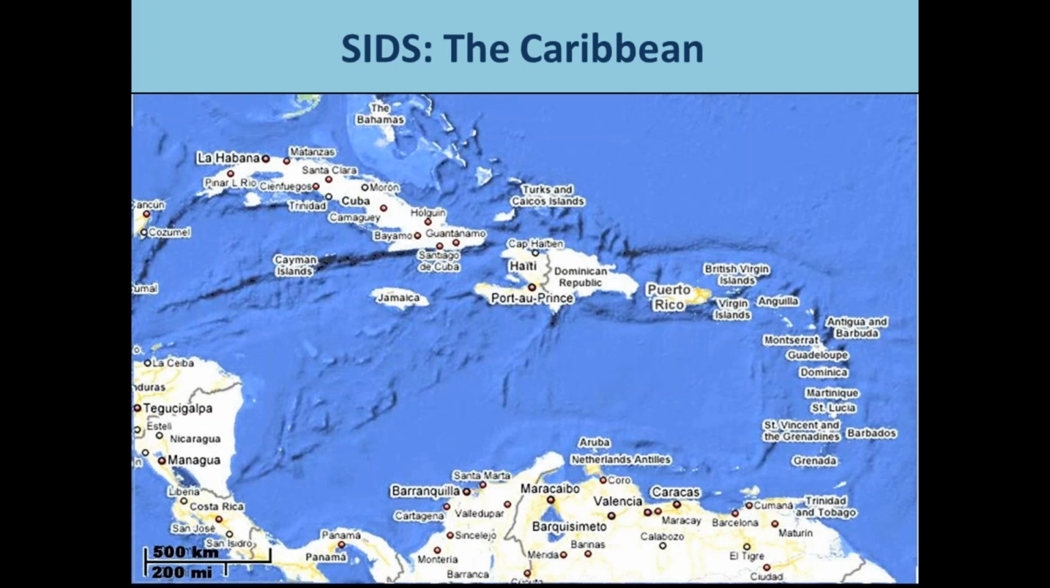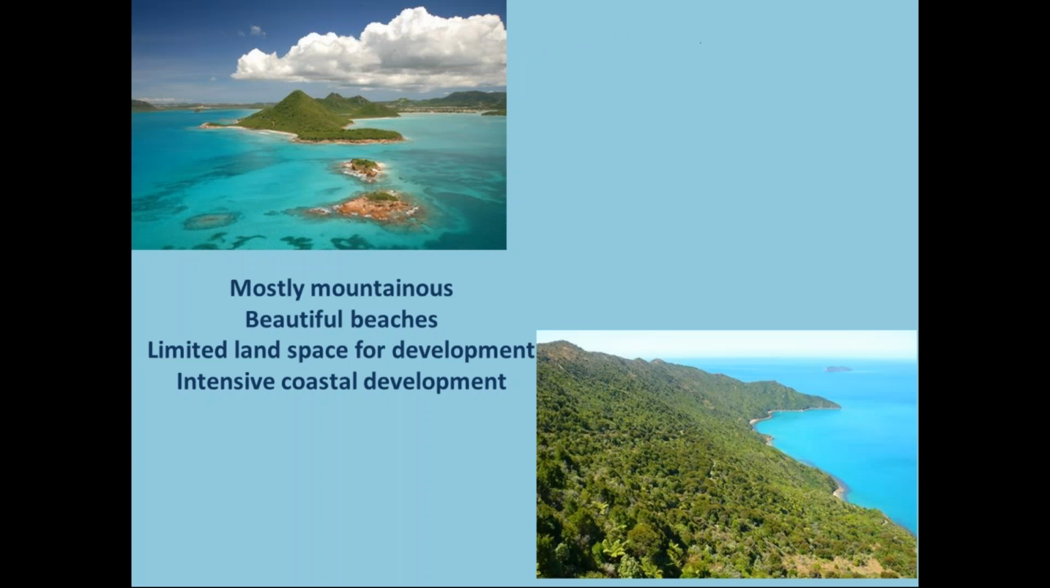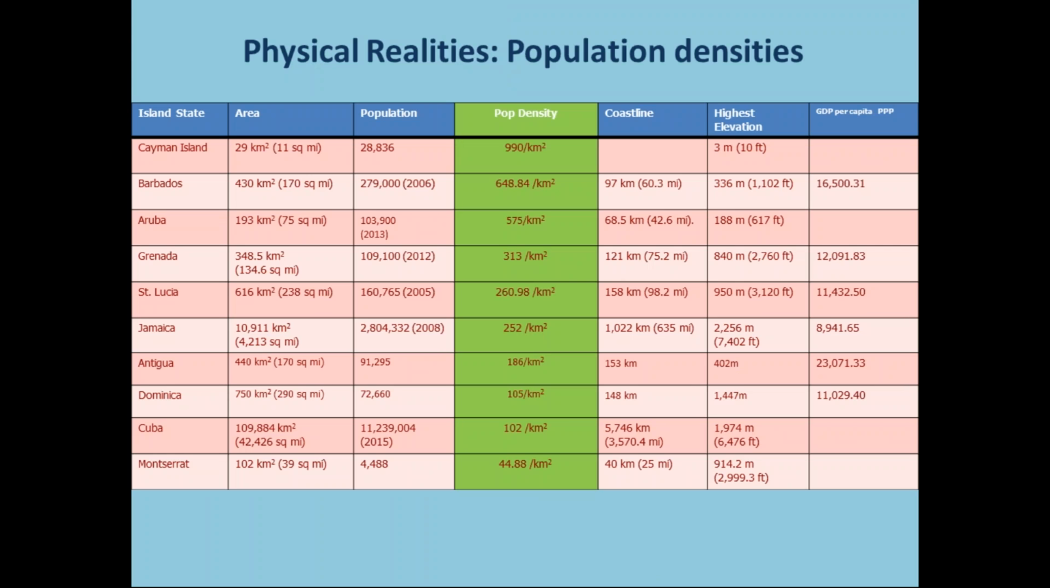This is the Caribbean, and you can see all the small islands scattered all over the ocean, mostly surrounded by the ocean, and just a little piece of land to deal with. The small island is mostly mountainous, with beautiful beaches and limited land space for development, and as a result of this, there's a lot of intensive coastal development along the coastline.